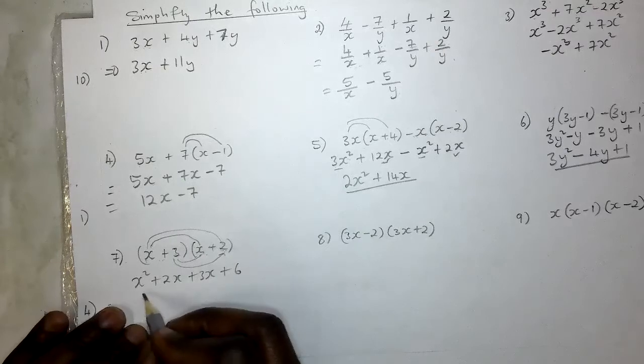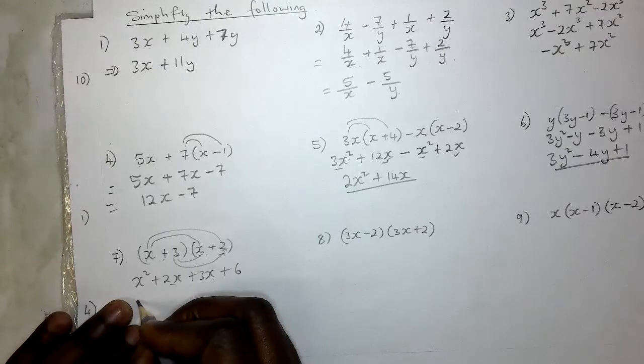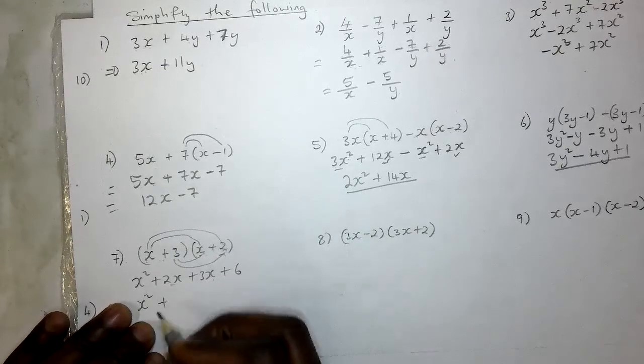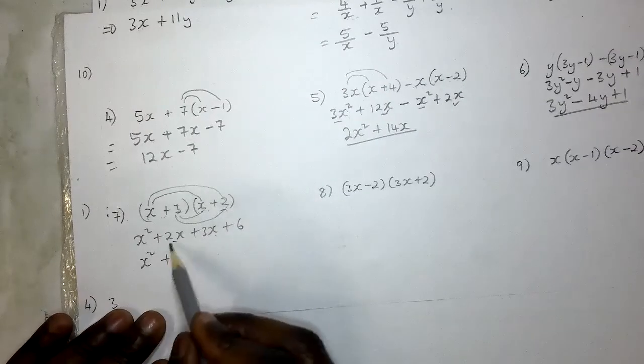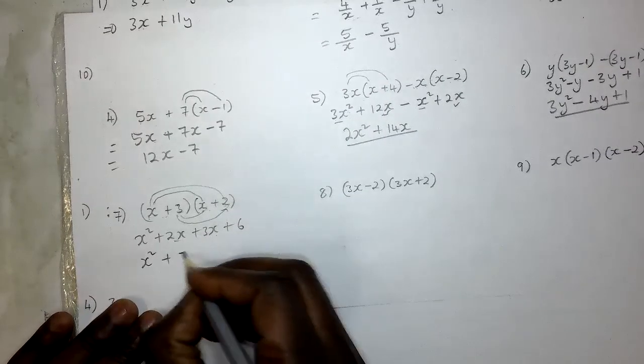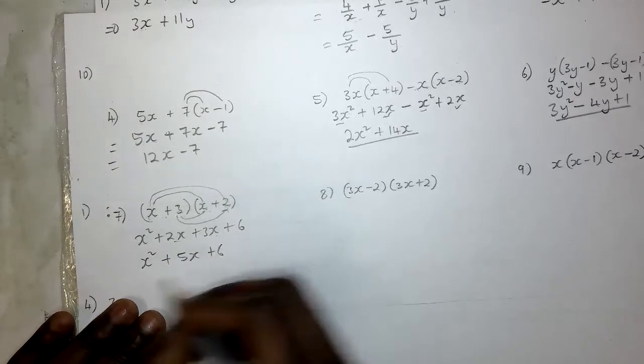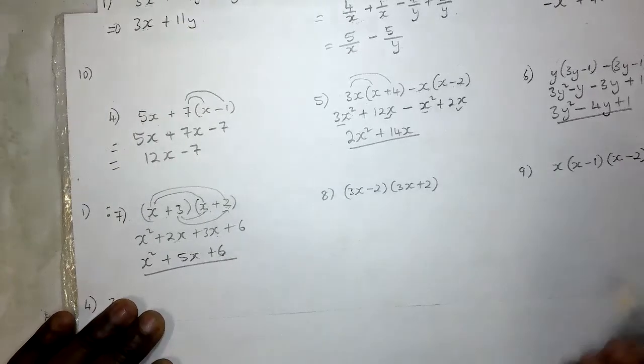Then what do we have here? We add these 2 here, x squared plus, what are we going to get there? Plus 5x plus 6. That's what we have here. That's our answer. Let's move on.